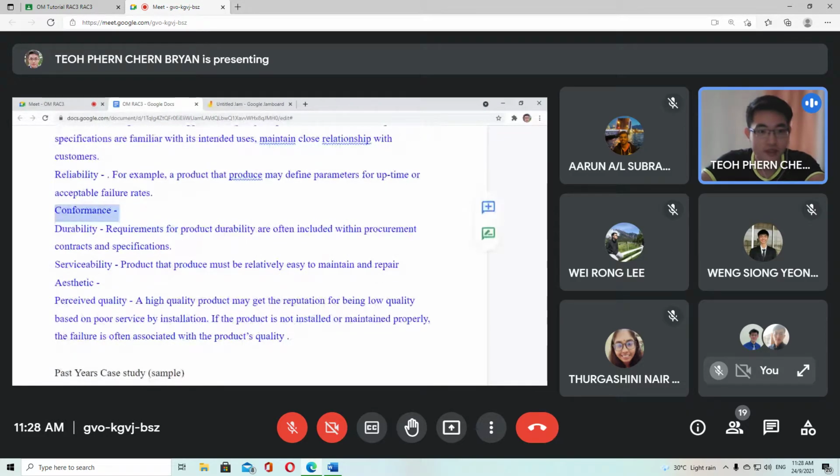Conformance. Okay, I'll stop here just now. Conformance means your products conform to a certain standard. Okay, your products meet ISO 9000 or halal standard, HACCP, SIRIM. Okay, so does your product conform to a certain standard? Whether the product meets a certain specified standard.